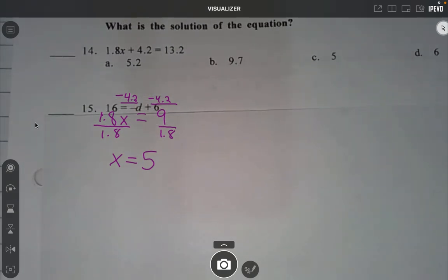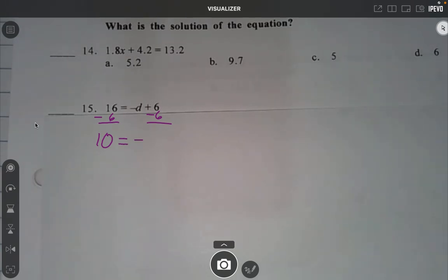The next one, all right, this one had a little trick to it. I can't remember if it's on the test or not. How do you solve for D? I have to move plus 6, right? So how do I move it? Subtract 6. So 10 equals negative D. What's wrong with that? Same thing as before. Yeah, there's a negative. You have to change the negative. If I change that, what do I do with this? Turn it to a negative.